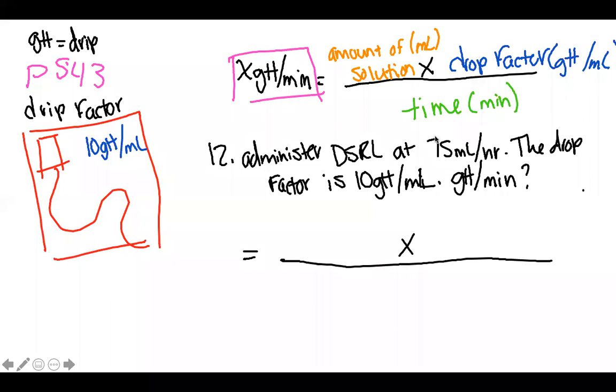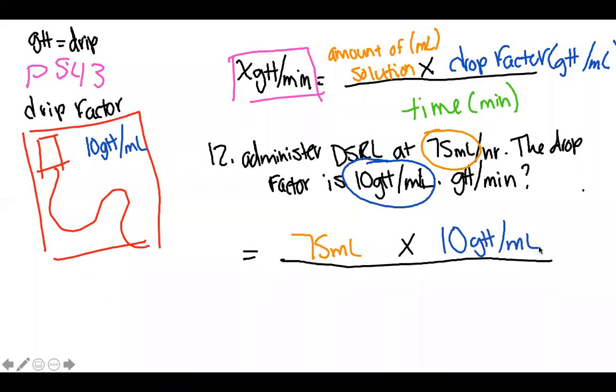So this is on 549, page 12. We're going to administer D5RL at 75 mLs per hour. The drop factor is 10 drops per mL. What is the drop per minute? So we have 75 mLs here, and that is our amount of solution. We just found that in the problem, and we're pulling it down. Now, what is our drop factor, GTT per mL? What says GTT per mL in this problem? That's going to be our drop factor. It's 10 drops per mL, so I'm going to write 10 GTT per mL here.